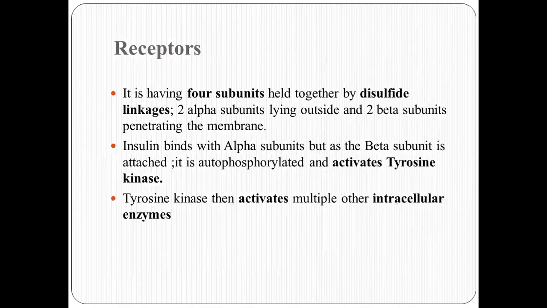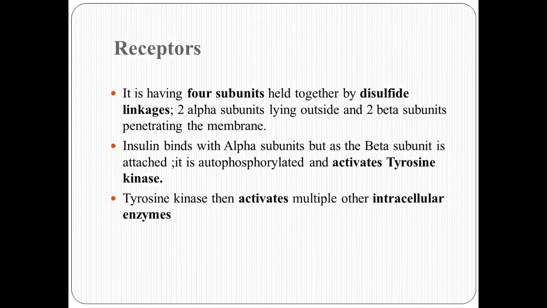Now coming to the receptor. We have seen the structure of the insulin, how it is there. Now we will see how the insulin receptors are there. If you look at the receptor, it will have four subunits which are held together by disulfide linkages. Amongst these, two alpha subunits will be lying outside and two beta subunits will be penetrating the membrane.